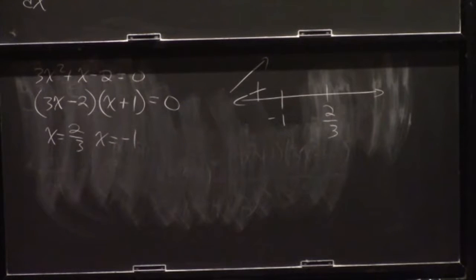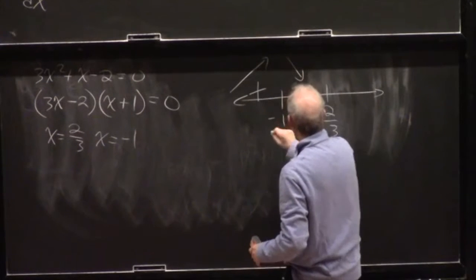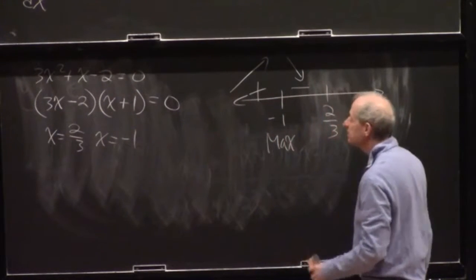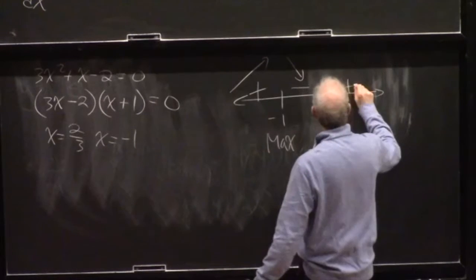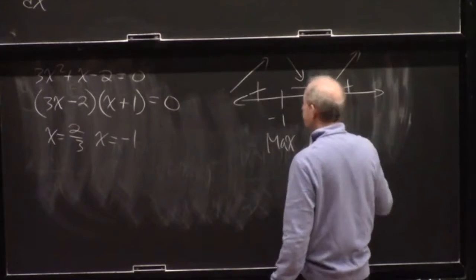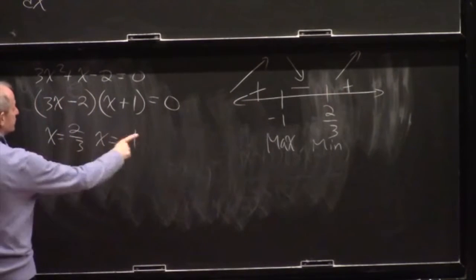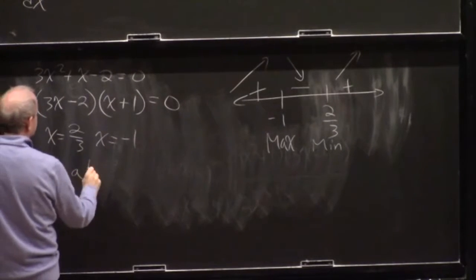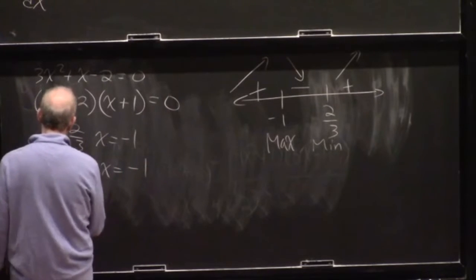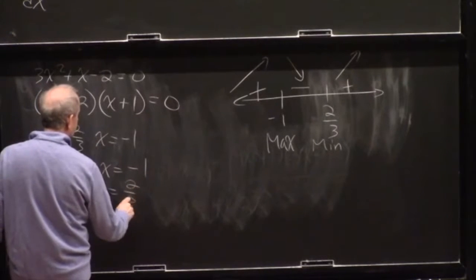Try a number between -1 and 2/3, like 0. And you get a negative times a positive. So this is negative, so it's going down. So that's the maximum. And then try a number bigger than 2/3, like 1. And when you plug in, you'll get positive. So that will be a minimum. So let's see. X values of any maximums or minimums. These are the x values. And you have a max at x equals -1. You have a minimum at x equals 2/3.